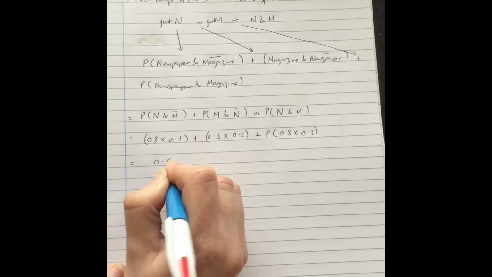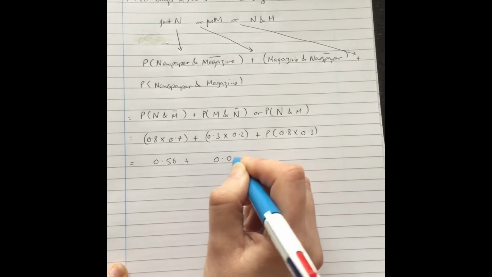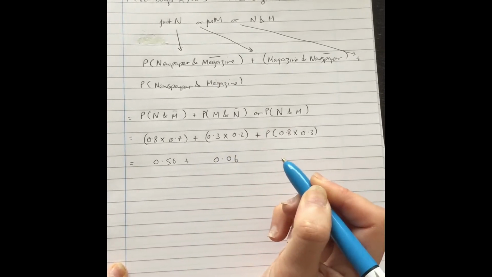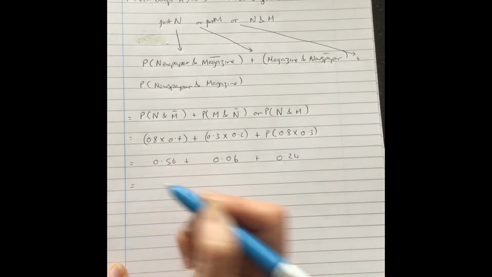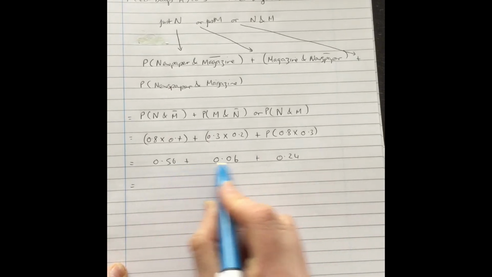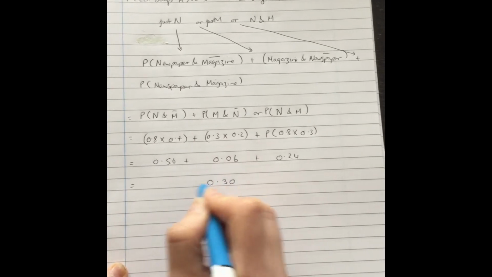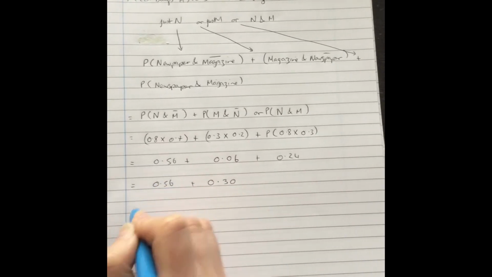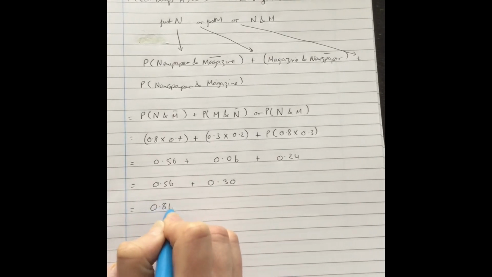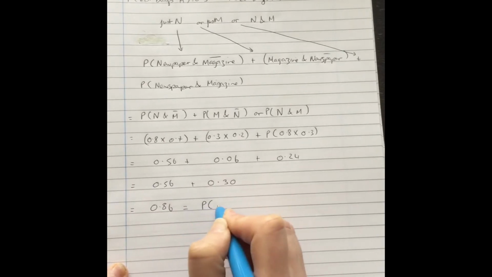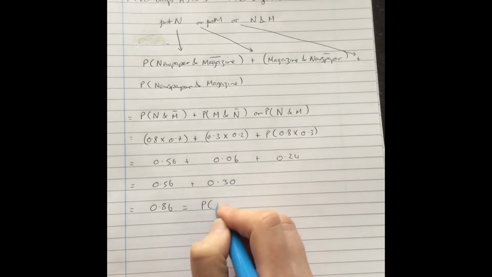So I have 0.56 plus 0.06 plus 0.24. Now 0.24 plus 0.06 is 0.30, and 0.56 plus 0.3 is 0.86. So this is the probability that he buys at least a newspaper or a magazine.